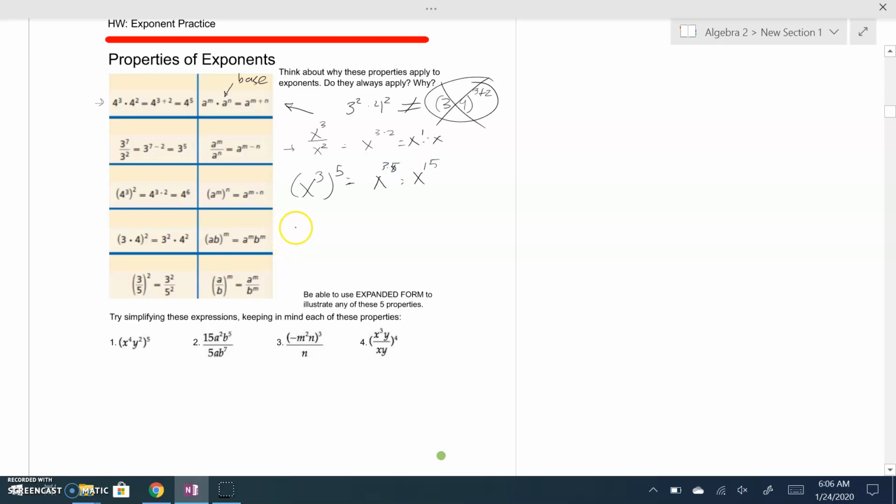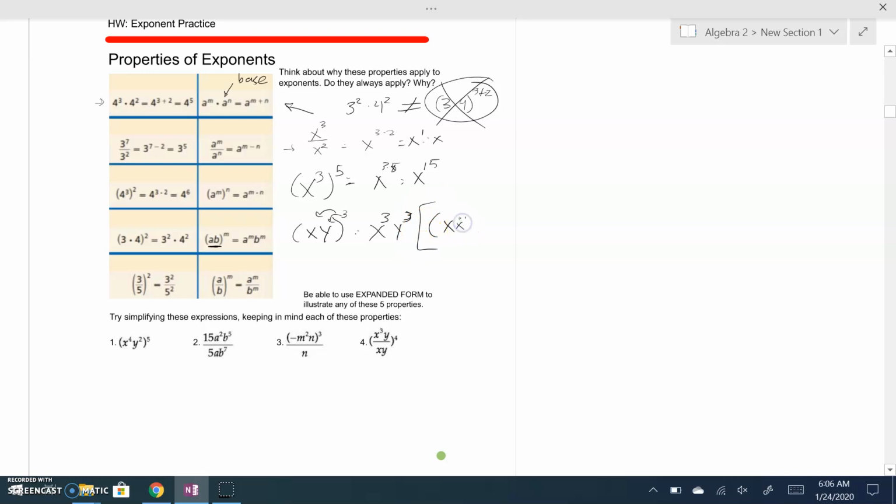Similarly, if you have something like xy raised to, let's say, the 3rd, the exponent is distributive if and only if you are multiplying the bases together. So if you're multiplying xy together, you can distribute the 3. I talked about this during the midterm review. So you can write this as x cubed y cubed.